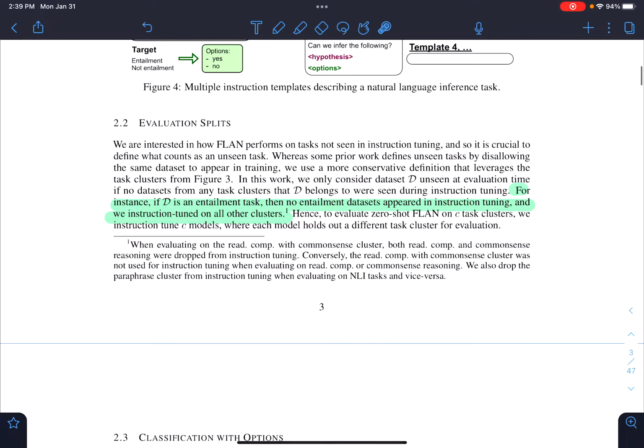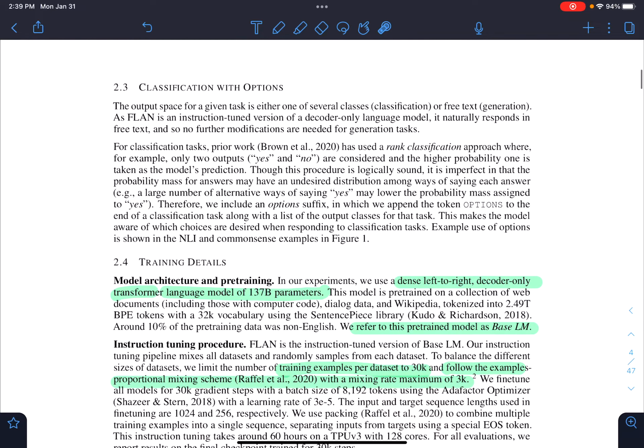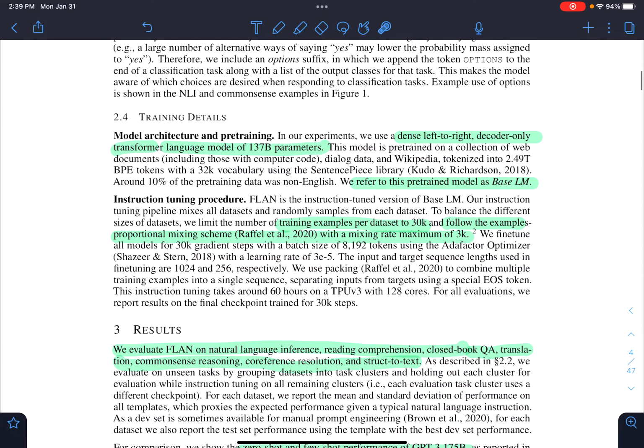So we already talked about the evaluation split. For the model, they use a decoder-only transformer language model, which has 137 billion parameters. This model is pre-trained on a collection of web documents, dialog data, and Wikipedia, and tokenized using BPE tokens. They refer to this as the pre-trained base language model.